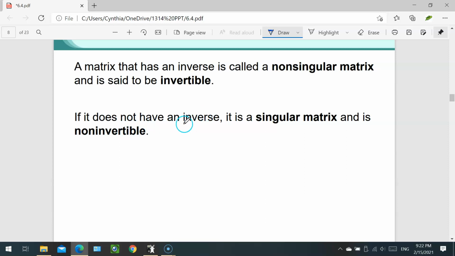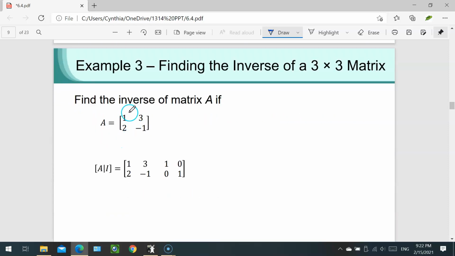When it's not invertible, then we call that a singular matrix, and it's non-invertible. So we take a look at this example. We have a 2 by 2 matrix here. So matrix A is 2 by 2. This is a square matrix. That means I can find the inverse.